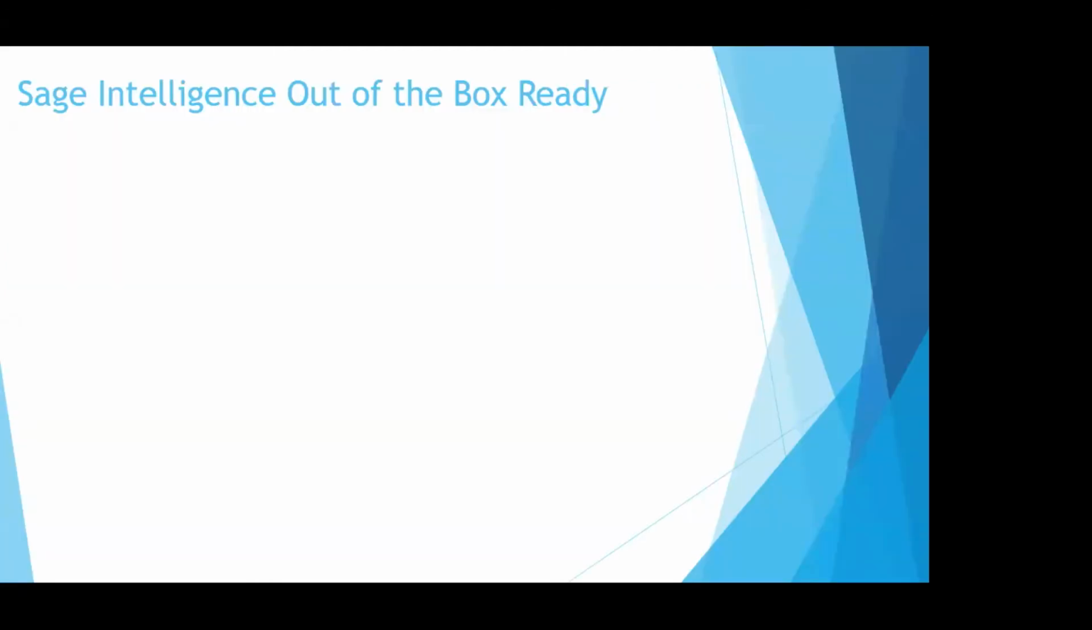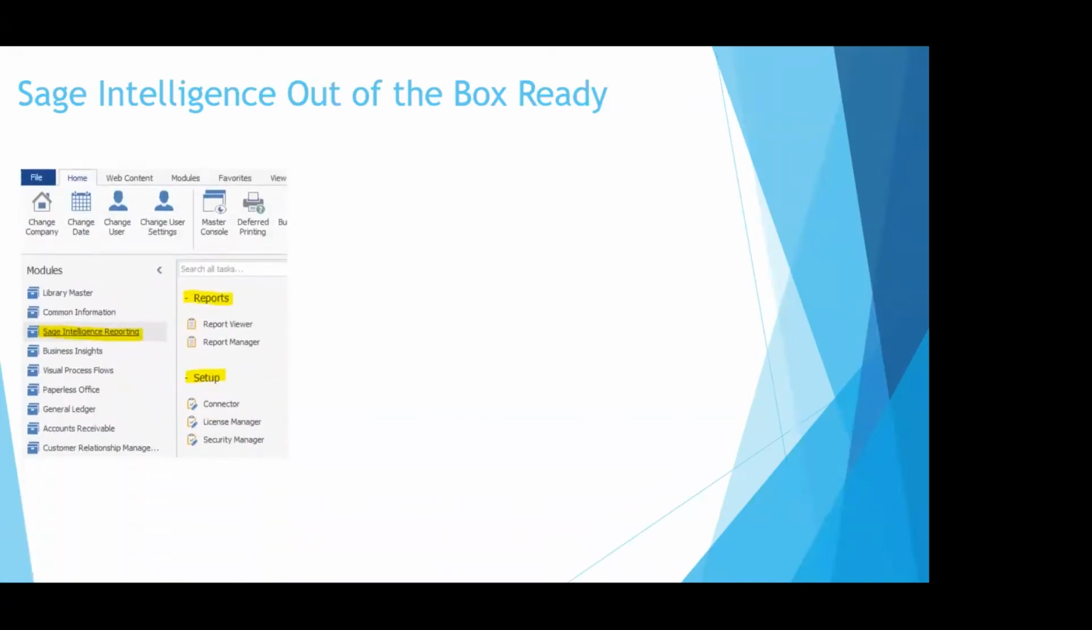Sage Intelligence is out of the box ready, meaning under your modules list, you have the Sage Intelligence reporting module. It comes already installed with your system. Within that module, you can have a report viewer, a report manager, and the difference between those is just design. If you want to be able to design reports, then you're a manager. If you just want to view reports, then you're a viewer. And then it has what we call the connector module, which allows you to connect to other modules besides the GL.